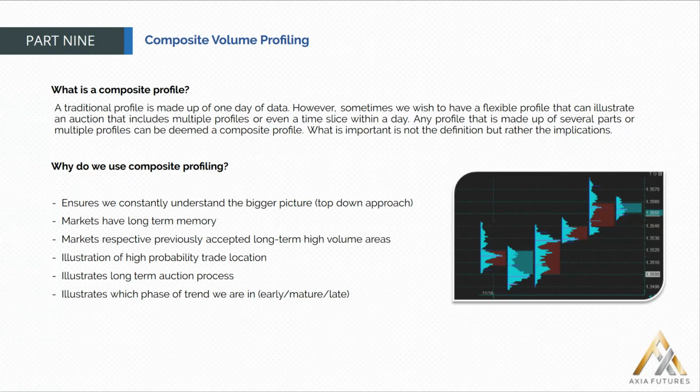Also, composite profiles illustrate the long-term auction process quite nicely. Now, again, remember, a composite profile is nothing more than a tool. It's a way to illustrate how volume and price is being traded. Now, if we effectively illustrate a longer-term auction process, you will very quickly realize how often the markets are actually distributing in a normal type distribution. And obviously, the counter is how seldom they're actually trending. And lastly, composite profiles illustrate which phase in the trend we are at.